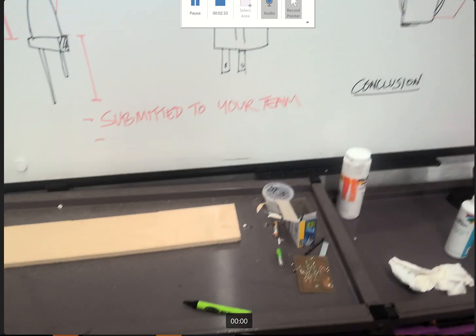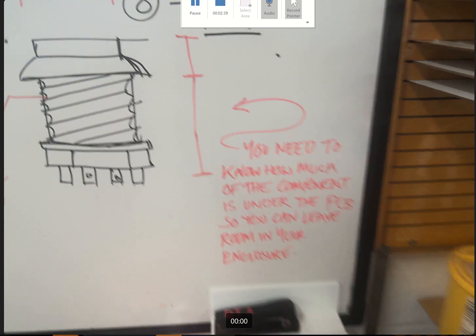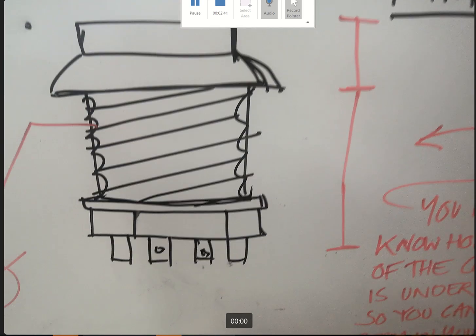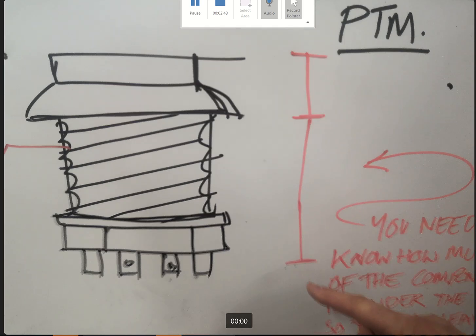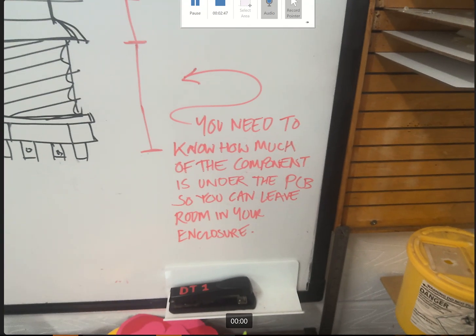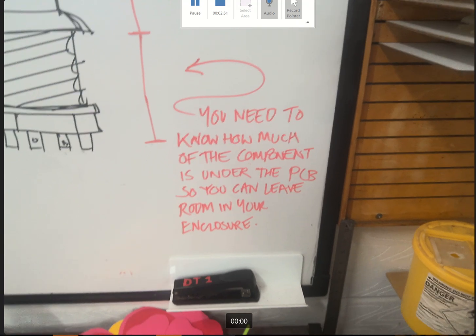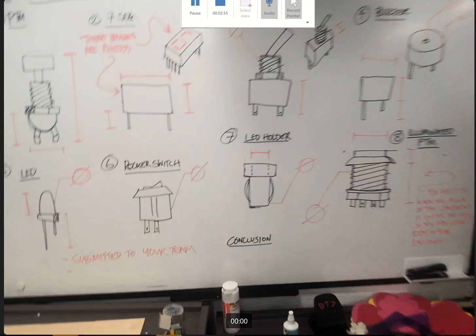Finally, what I have not mentioned is the other dimension you need to include, the dimension below the circuit board. So that is this dimension here. Why do you need to include that? You need to know how much of the component is under the PCB so you can leave room in your enclosure. I hope that makes sense, gents.